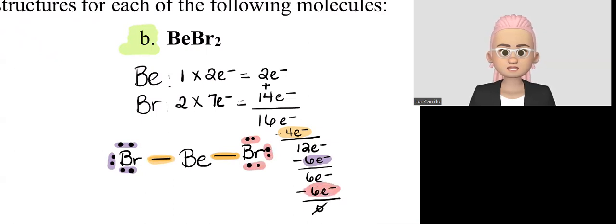As I just mentioned, since beryllium only requires 4 electrons in order to obtain its octet, that means we are done with the molecule. What you see here is the Lewis structure for beryllium bromide. Let's do one more example.